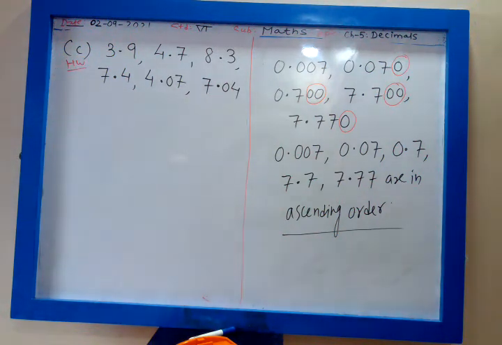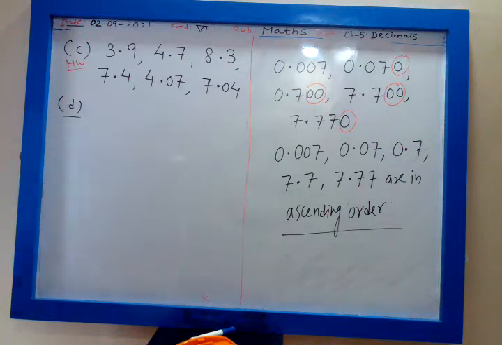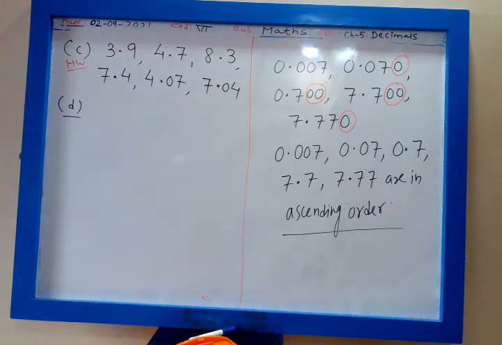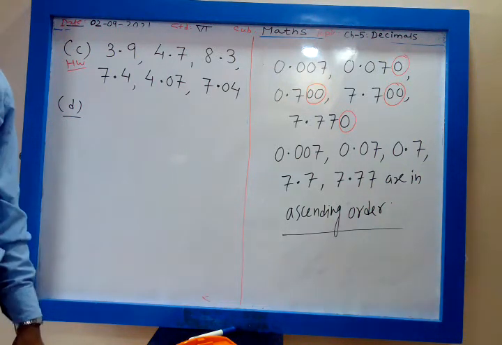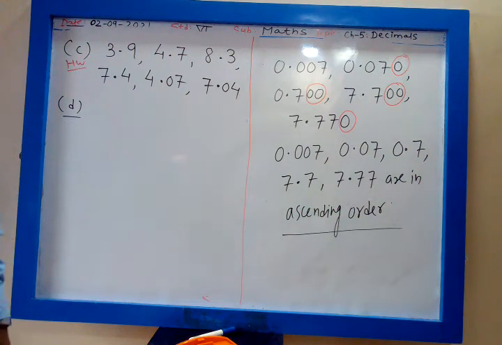Our period will be up to 1 o'clock. No. Our period is up to 1 o'clock, my dear. Our period is up to 1 o'clock. Our official timing is it is up to 1 o'clock. Official timing is 12:20. Chalo.